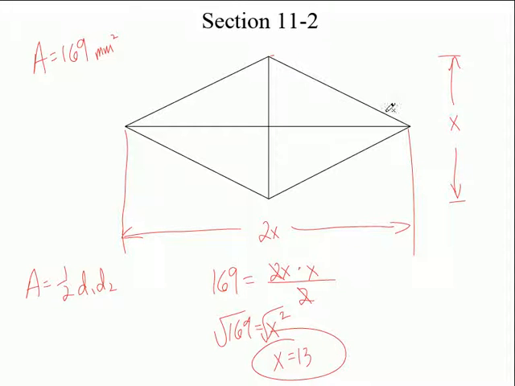So that's 13. So from here to here is 13. What is it from here all the way across? That's going to be 26. Okay, so your two diagonals are 13 and 26, and that's all you got to do. That's not too hard, is it? Nah, pretty easy. Pretty easy.